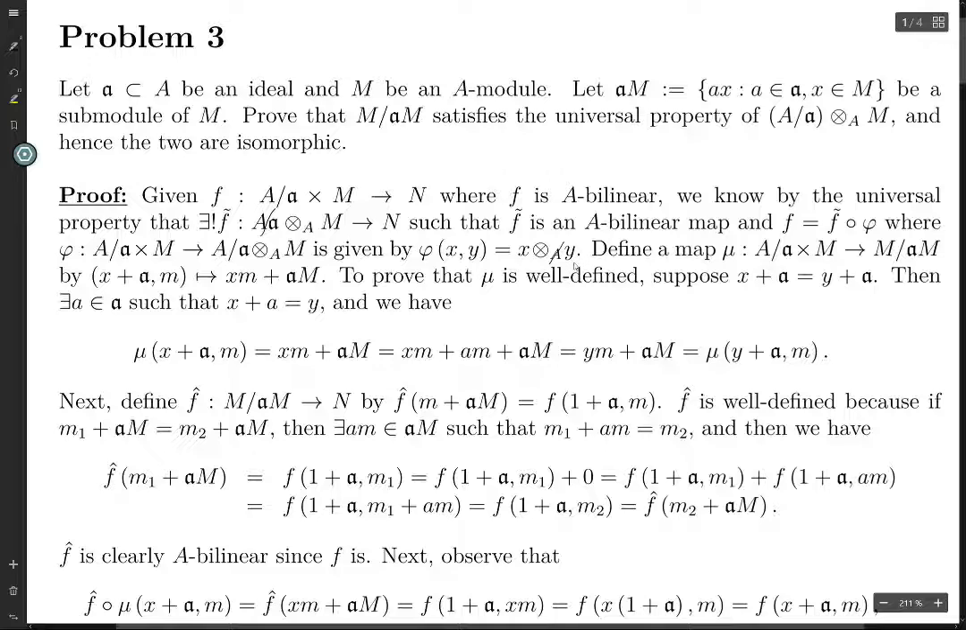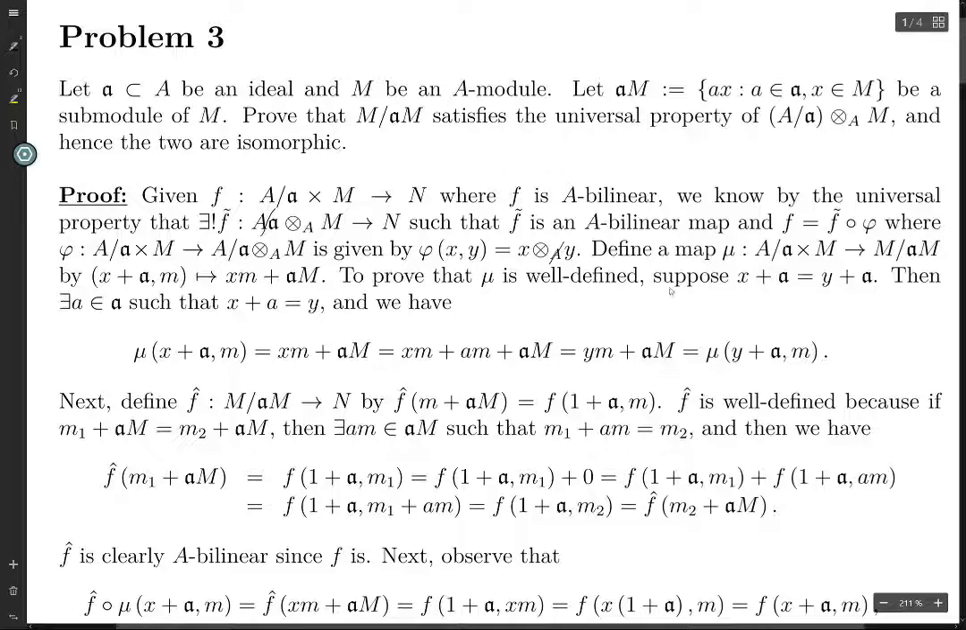So for any f we have this f tilde, and we also have this phi. Now to find a map mu from here to here, there's only so many things you could choose. So let's take this coset and this element m and send it to xm plus the xm coset.